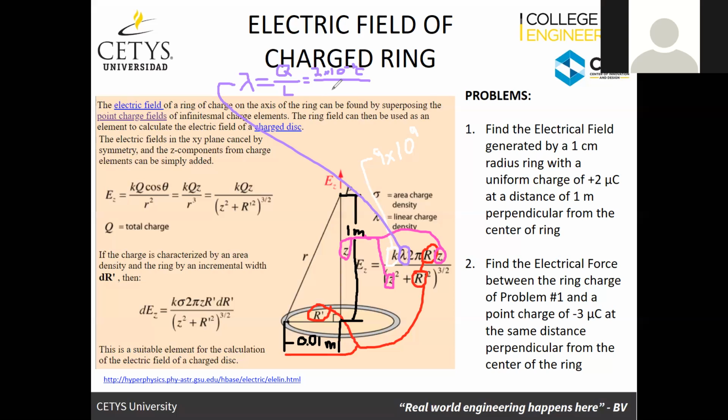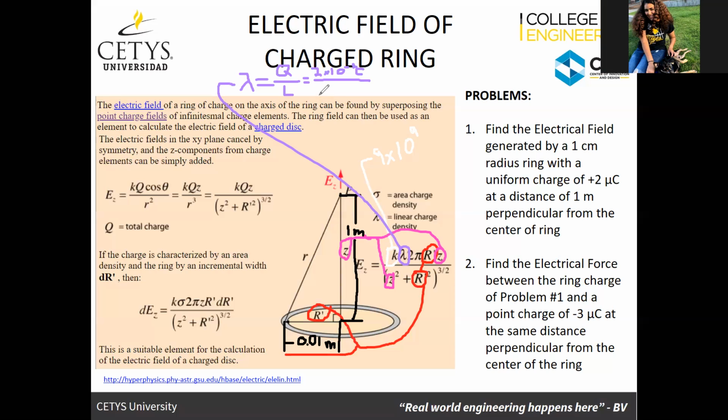First of all, how do you get the 2, Professor? This 2, it's the problem. The problem says that the ring has a uniform electrical charge of 2 microcoulombs, which would be 2 times 10 to the minus 6. So how do we calculate the perimeter of a ring or a perimeter of a circle?